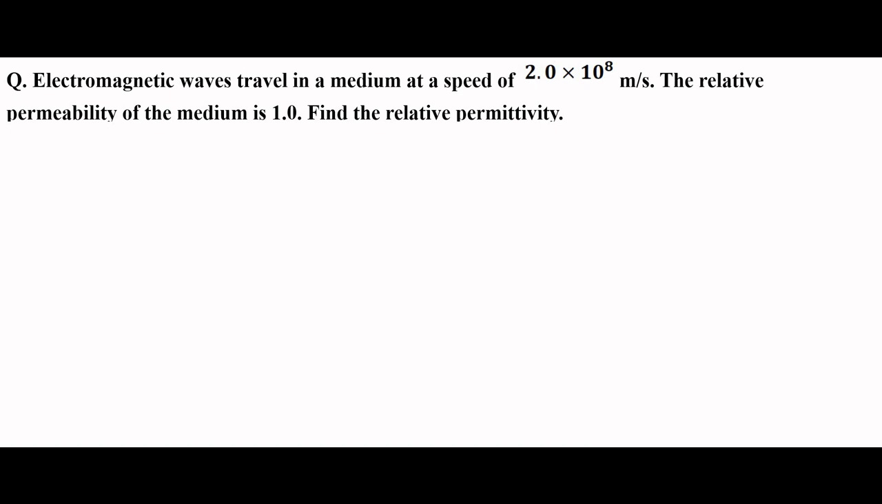So here is another question on properties of electromagnetic waves. It is given that electromagnetic waves travel in a particular medium at a speed of 2 into 10 to the power 8 meter per second. The relative permeability of the medium is 1. Find the relative permittivity. Okay, so this is the question.